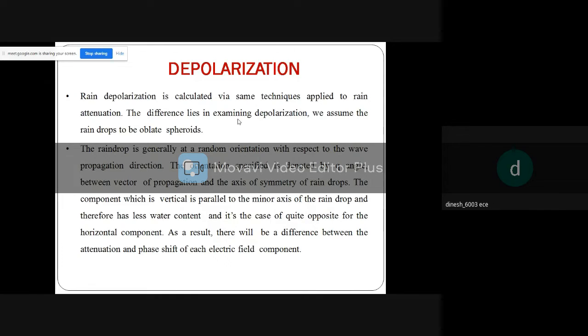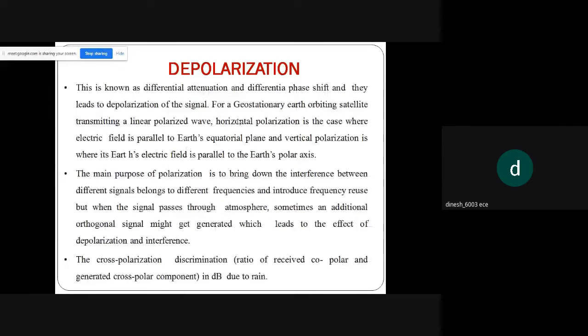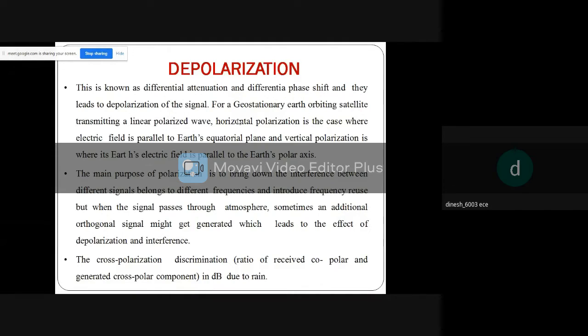As a result, there will be a difference between the attenuation and the phase shift of the electric field components, which leads to depolarization. This is known as differential attenuation and differential phase shift. This differential attenuation and differential phase shift lead to depolarization of the signal.